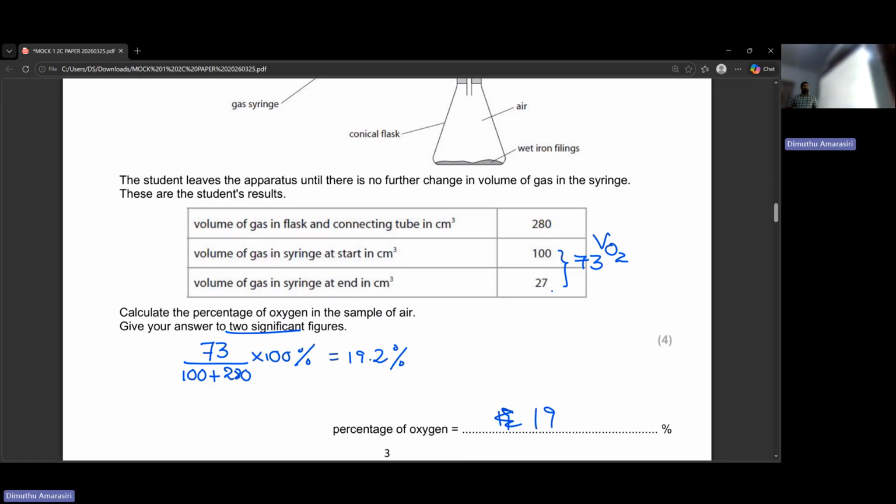Okay. So 1 mark is for that. 1 mark is for this. 1 mark is for this. And 1 mark for 19.2. And for two significant figures, 1 mark. Every mark is important. So you can see, such a simple calculation, 4 marks, quite a lot. Right? So be very careful when you answer.